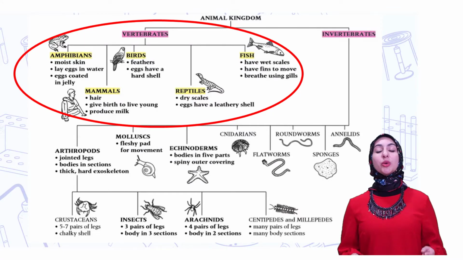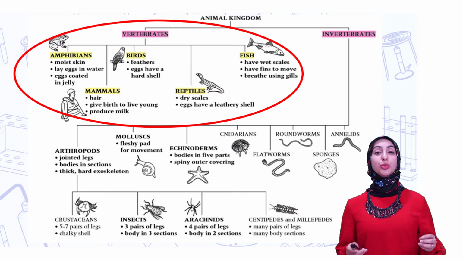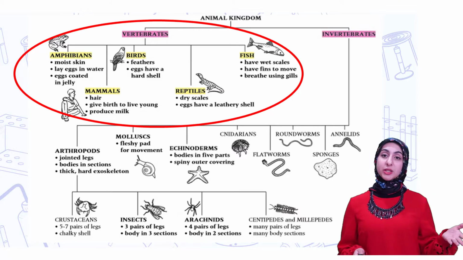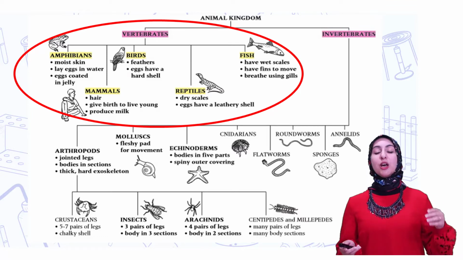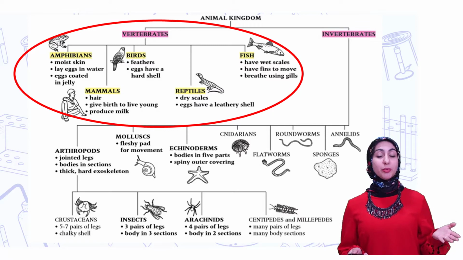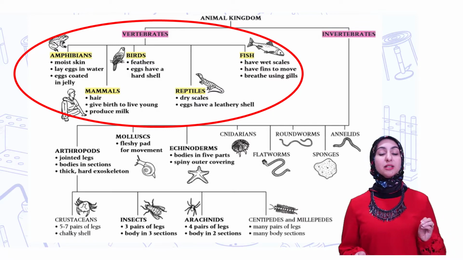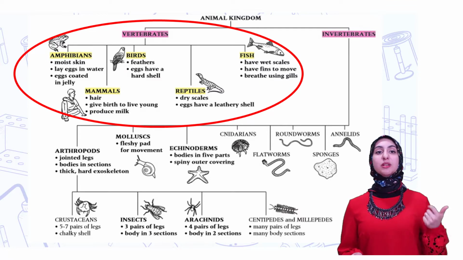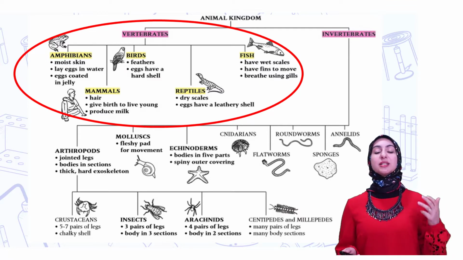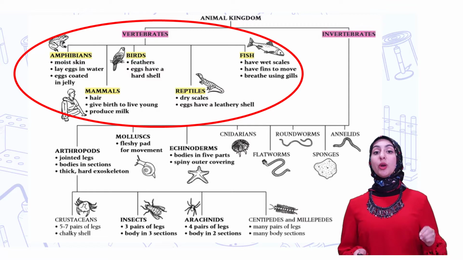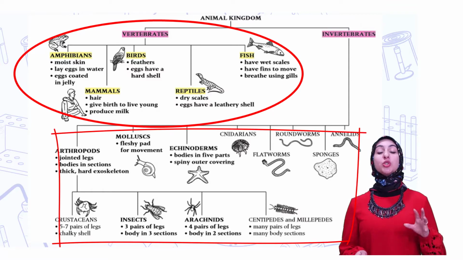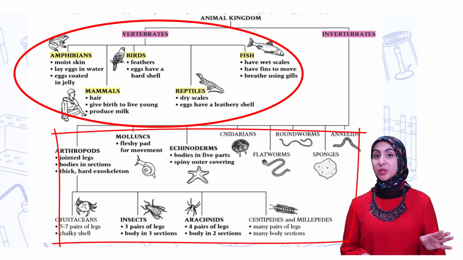In the previous topic, we talked about the animal kingdom and we said it is divided into 2 main groups, which are vertebrates and invertebrates. Vertebrates are animals with backbone or spine, and it is classified into 5 classes, which are amphibians, mammals, birds, reptiles, and fish. Today we are going to talk about the invertebrates, which are animals without backbone or spine.